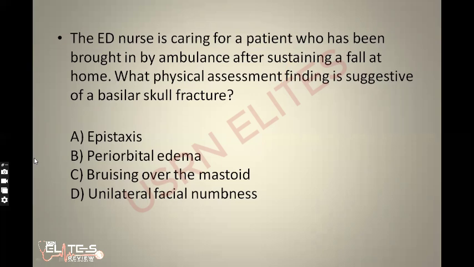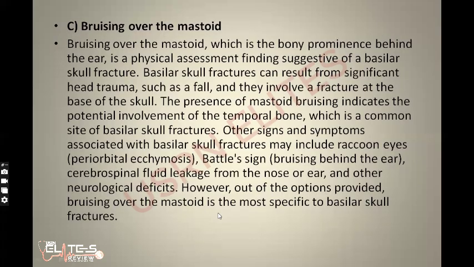Please, I would choose C, bruising over the mastoid. I think it's talking about the Battle sign. Are you sure? Mastoid. I'm just asking, I'm not saying you're correct or wrong. Periorbital edema: you said ecchymosis around the eyes, you didn't say edema. So for B, I should have seen some blood, probably ecchymosis. Continue, I'm enjoying your rationale.